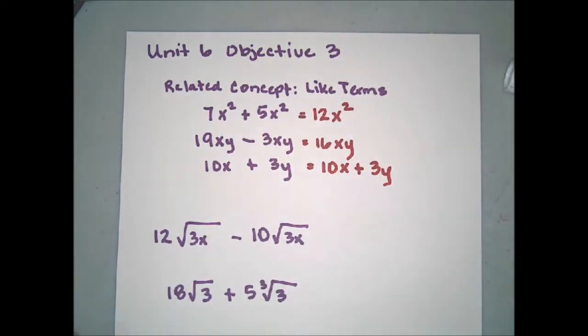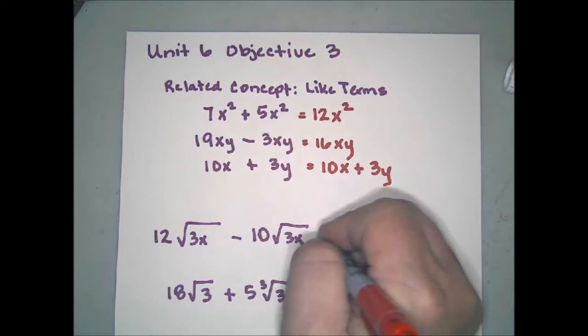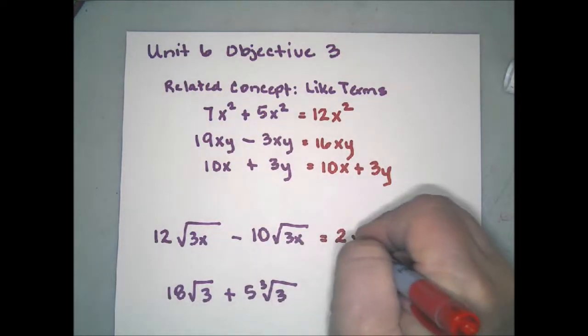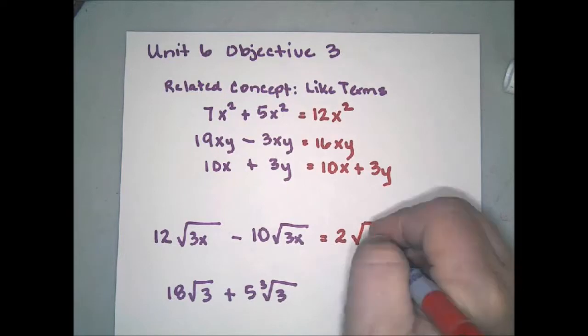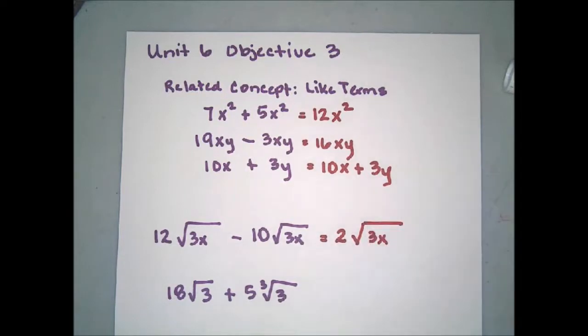You just can't go any further than that. Well, the same idea holds true for radicals. I've got 12 square root 3x minus 10 square root of 3x. Well, they're both the same type of radical. They're both square roots of 3x. So 12 of these minus 10 of these is simply 2 of these, those being square root 3x.